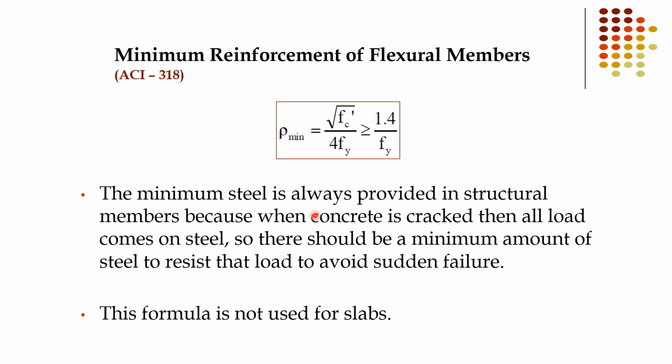For example, if by chance there is heavy loading and there is failure in the concrete member, then at that time minimum steel must be present to take that load to avoid sudden failure. This formula is not used for slabs. This formula is for beams.